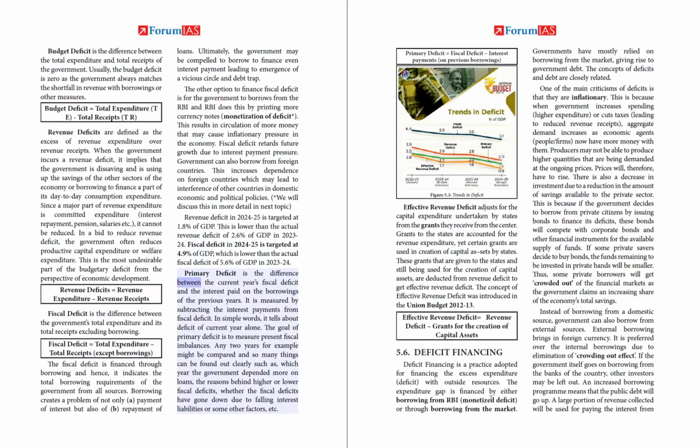Primary deficit is the difference between the current year's fiscal deficit and the interest paid on the borrowings of the previous years. It is measured by subtracting the interest payments from fiscal deficit. In simple words, it tells about the deficit of the current year alone. The goal of primary deficit is to measure present fiscal imbalances. Any two years, for example, might be compared, and many things can be found out clearly, such as which year the government depended more on loans, the reasons behind higher or lower fiscal deficits, and whether the fiscal deficits have gone down due to falling interest liabilities or some other factors, etc.